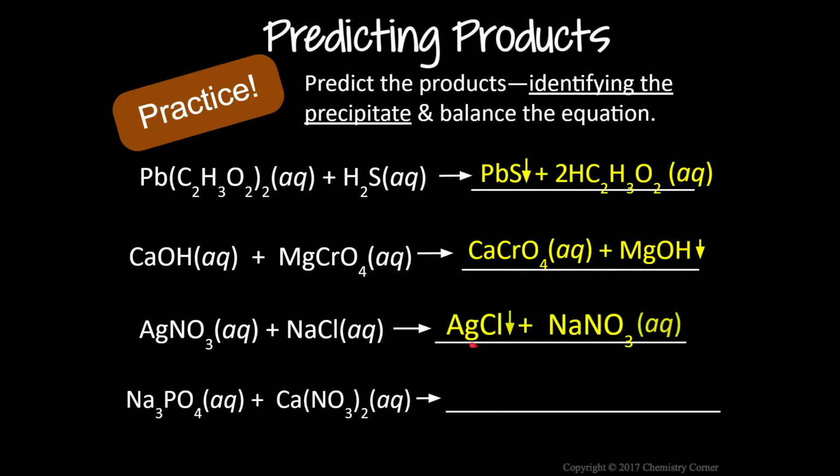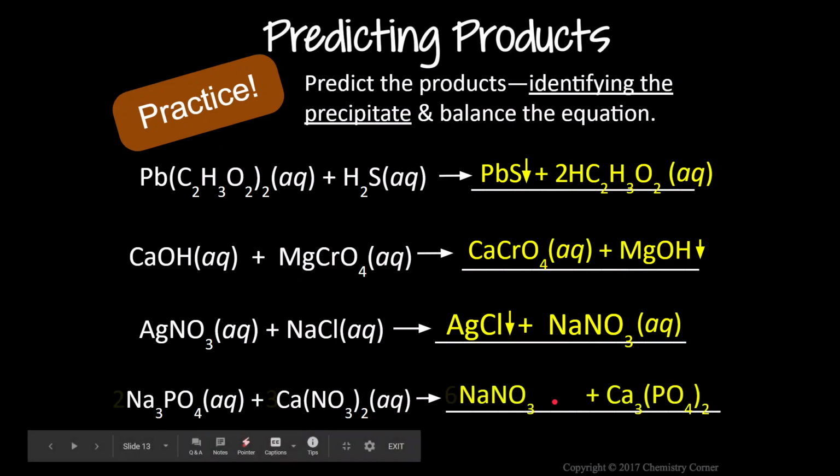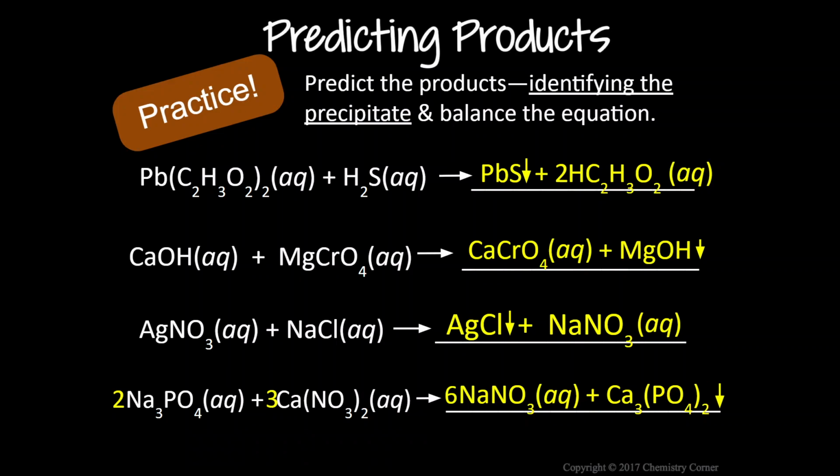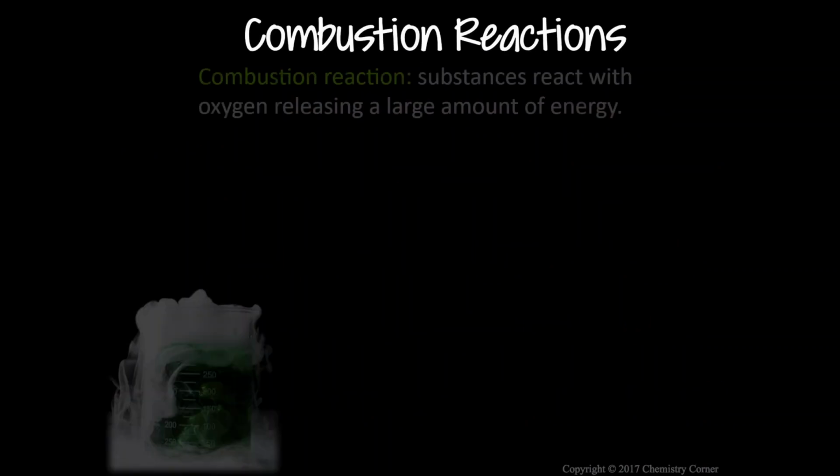All right, silver chloride. Silver is mostly not soluble. Well, it is not soluble with the chlorides or with the other halogens. And then we have sodium nitrate. Nitrates are soluble. So we have our aqueous and our precipitate. And sodium nitrate. Again, the nitrates are soluble. Calcium phosphate. The phosphates generally are not soluble unless it's with a group 1 ion or ammonium. All right, hopefully you had good success on that practice, and there will be more to come later.